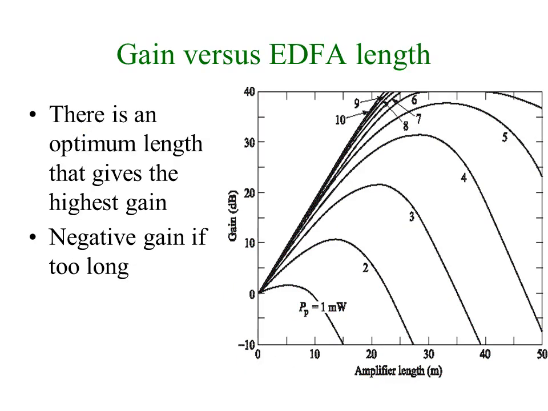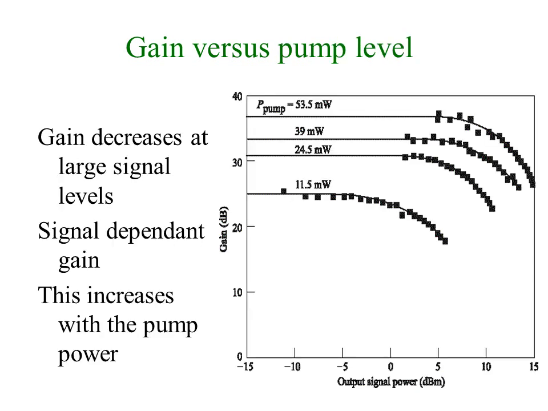So what is the gain versus EDFA length? There is an optimum length that gives the highest gain. Along with the amplifier length, the gain changes. As the length increases, gain also changes, and you get negative gain if the amplifier is too long. If the amplifier length is shorter, it gives more gain. You can observe here, if it is too long, then it gives negative gain. So this is the gain versus length.